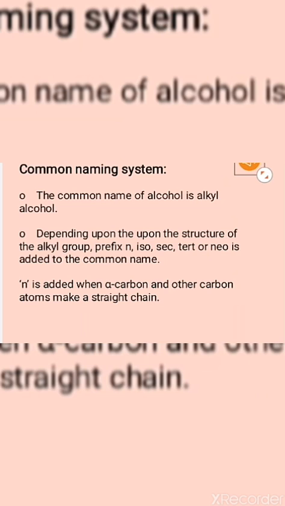For common naming, as I told earlier also, the word alcohol is to be added after the alkyl group: alkyl alcohols. According to the branches, according to the position of branches or of the OH, we can add the prefix normal, secondary, tertiary, iso or neo. N for normal is to be written if the chain of the alkyl group is in a straight line, a linear chain is there.